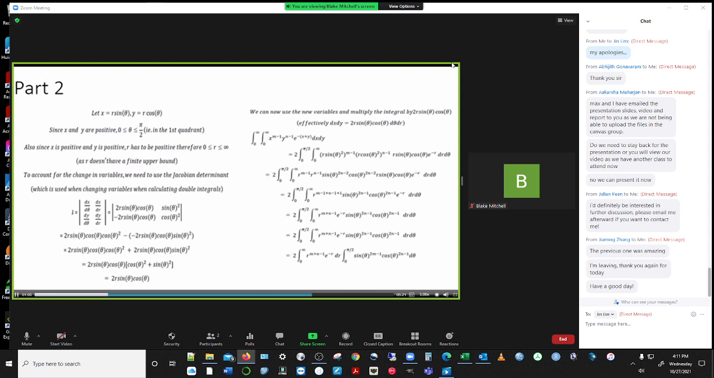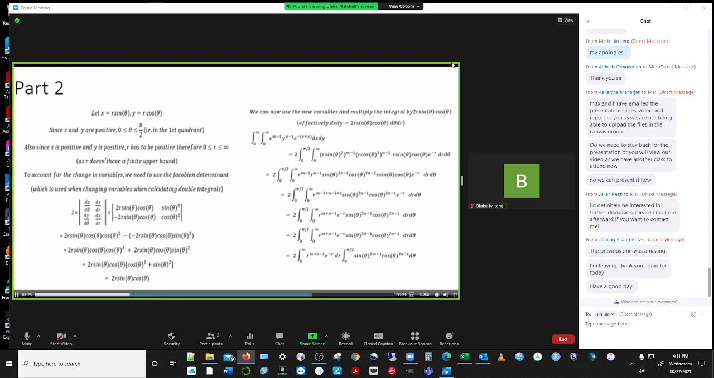So next we need to consider the limits for the new double integral. Since x and y are positive, that means that x and y are in the first quadrant, therefore theta is between 0 and pi over 2. Also, both x and y are positive, therefore r also has to be positive. Thus r is between 0 and infinity, as r is unbounded by a finite number.